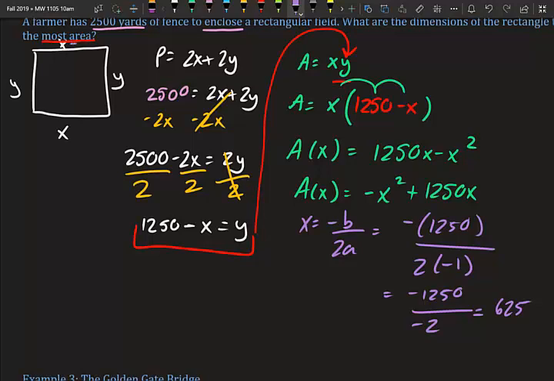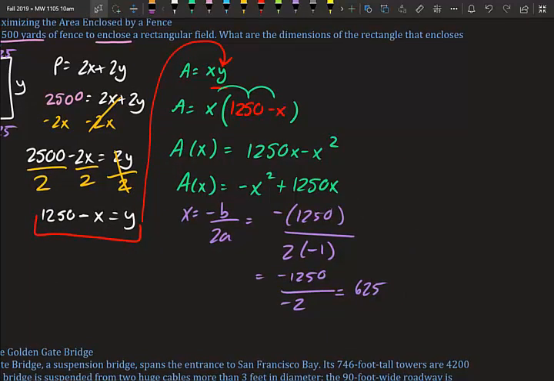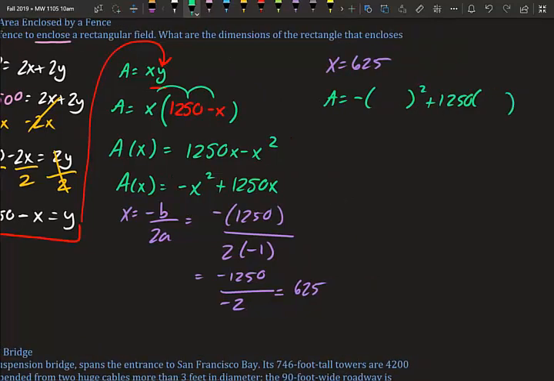We found x. So yes, we're going to find y, don't worry. You're probably saying I can just use the perimeter to find y, and that's what we'll do after. So we are still trying to find the most area. When we have the vertex, we need to plug in x. So we're going to plug x equals 625 into the quadratic we came up with. So we'll have area equals negative x squared plus 1250x, and the x we're plugging in is 625.